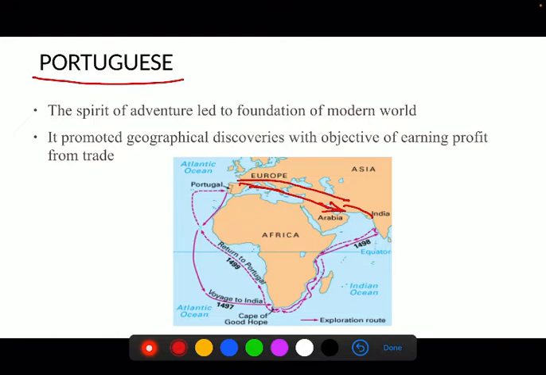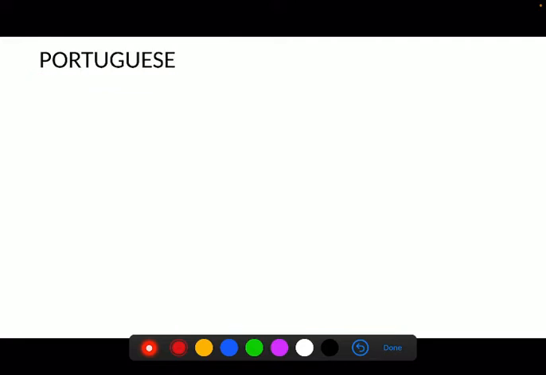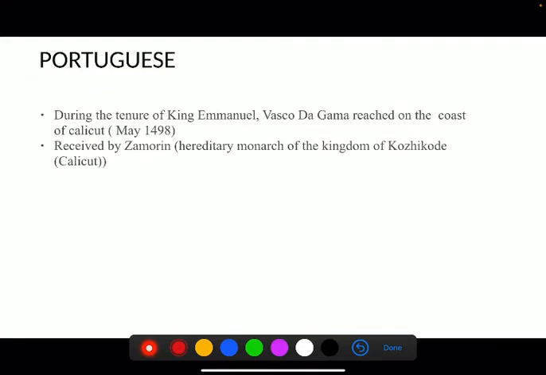Fine. So then who discovered the sea route to India? The answer to this question is Vasco da Gama. Vasco da Gama was a gentleman supported by King Emmanuel at that point of time, who started his journey with 4 ships laden with food and maps, basically. And he reached India in May 1498.